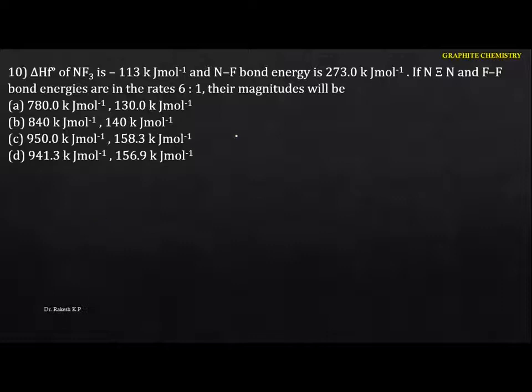Okay, let me calculate this one here. Just go to this one here. Let me write the enthalpy of formation here. So for the formation of NF3, we require half mole of nitrogen plus 3/2 moles of fluorine here. So that gives you which one? That is NF3.